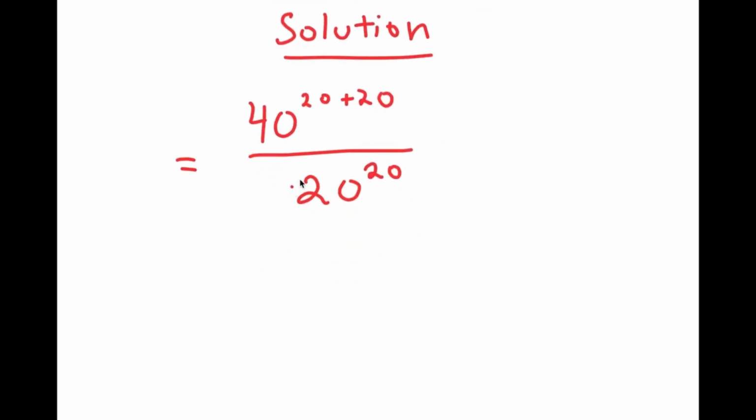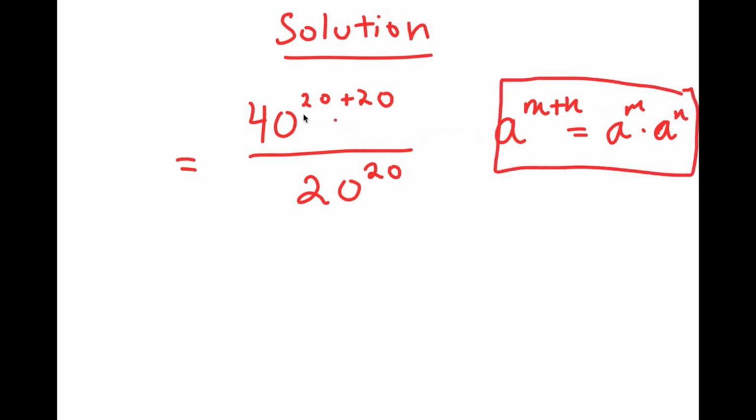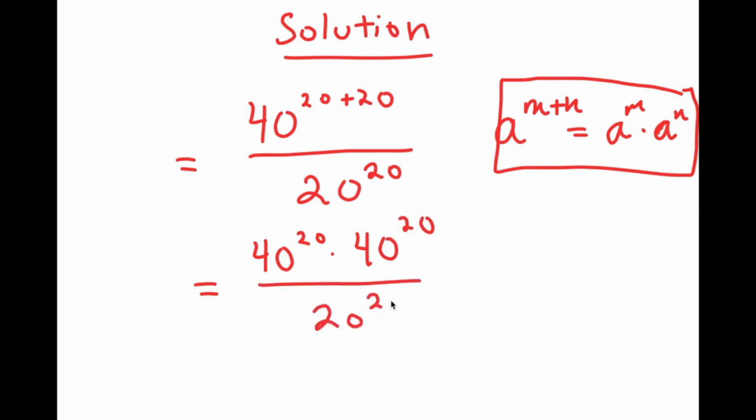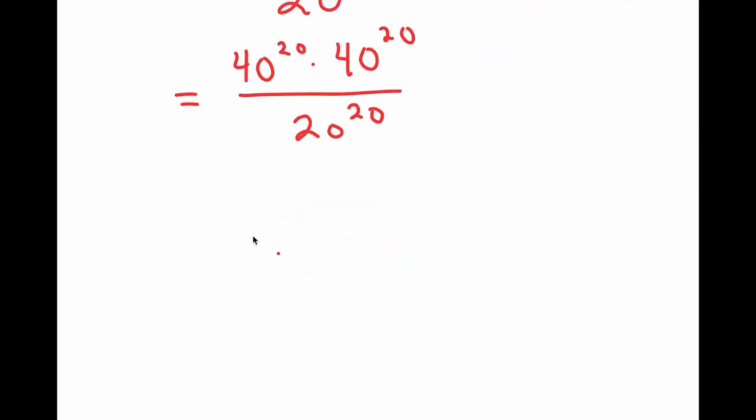And now I can use the property that states that if I have something in the form a to the power of m plus n, this is equal to a to the power of m times a to the power of n. So I'm going to be using this property on 40 to the power of 20 plus 20, so then that turns into 40 to the power of 20 times 40 to the power of 20 over 20 to the power of 20. Now from here, I can rearrange this to be 40 to the power of 20 times 40 to the power of 20 over 20 to the power of 20.